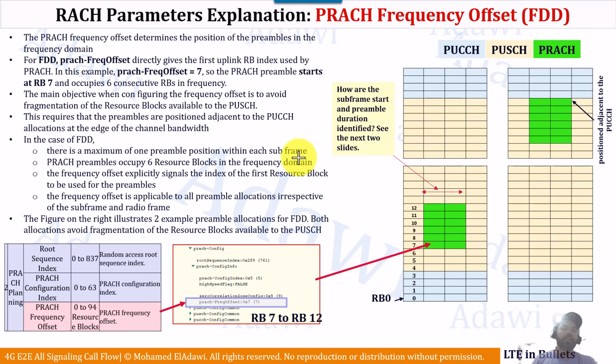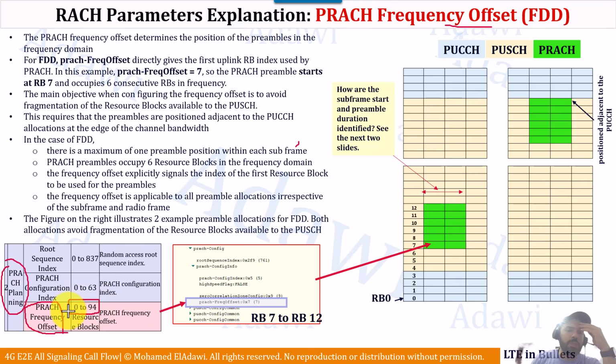Okay, this section is covering the first part, which relates to the planning parameters. This is the first parameter we're going to cover, which is called PRACH frequency offset. It is one of the planning parameters, and it has a range from 0 to 94.